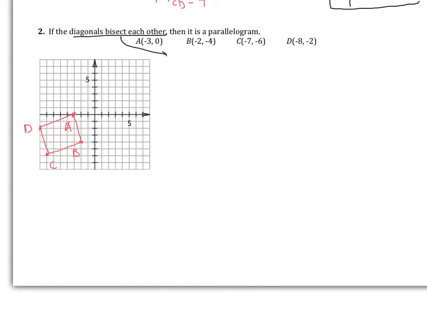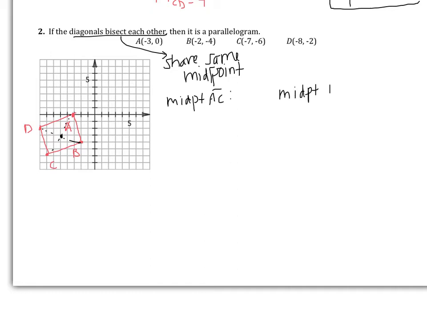Diagonals bisect each other means that they share the same midpoint. So if we draw in this diagonal, they should intersect at each other's midpoint. So we're going to have to find the midpoint of both. So we're going to have to find the midpoint of AC, and we're also going to have to find the midpoint of BD.